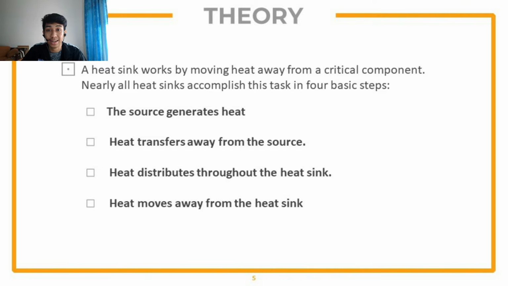And lastly, heat will move away from the heat sink. This process relies on the heat sink's temperature gradient and its working fluid. The working fluid passes across the surface of the warm heat sink and utilizes thermal diffusion and convection to remove heat away from the surface and into the ambient environment.